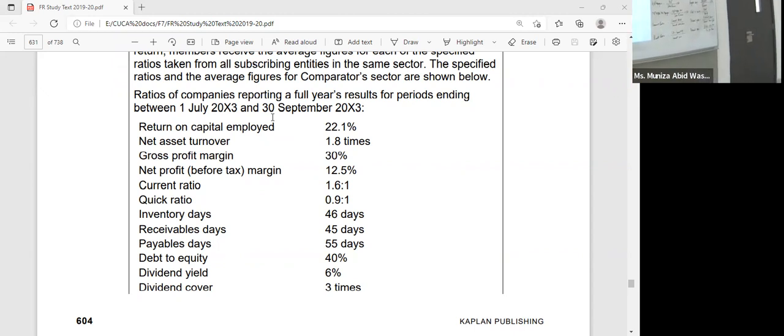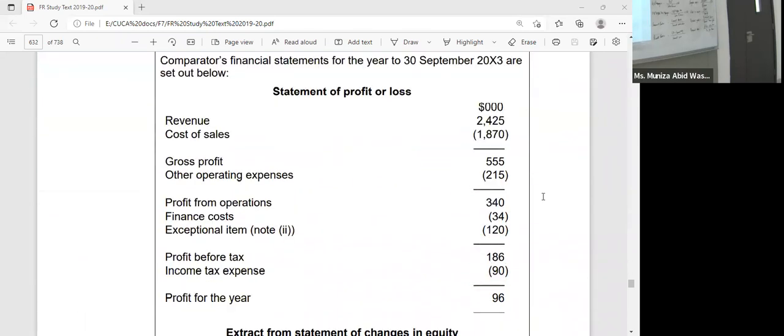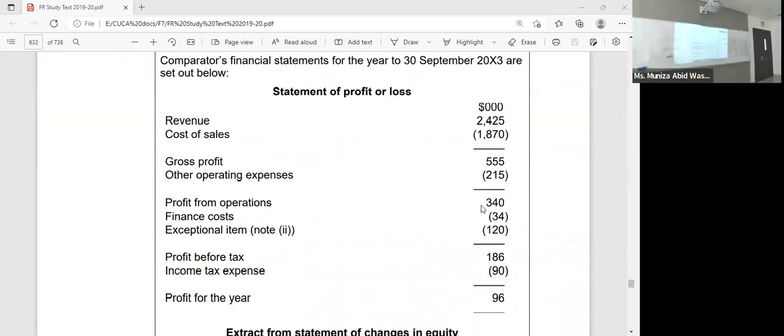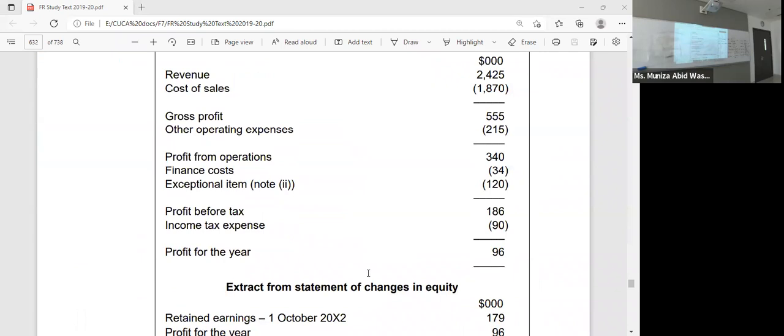These are the industrial averages which are being calculated, as you can see. And the ratios which I have written over there have to be calculated on the financial statements of comparators. And then you have to compare both the results. Okay, the first ratio, return on capital employed. You have to take profit before interest and tax. Profit before tax is being given, but you have to take profit before interest and tax.